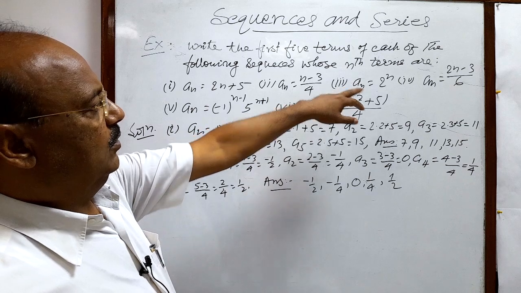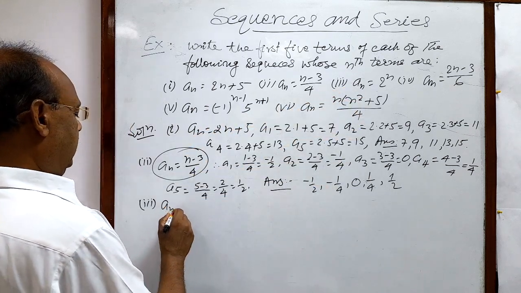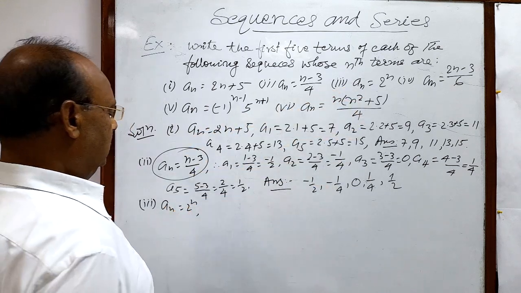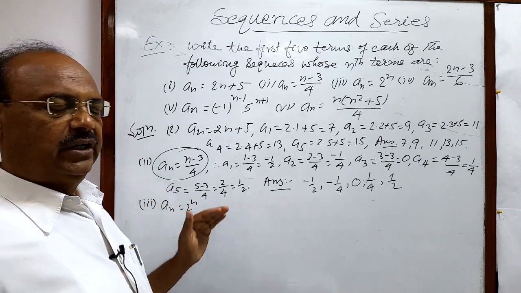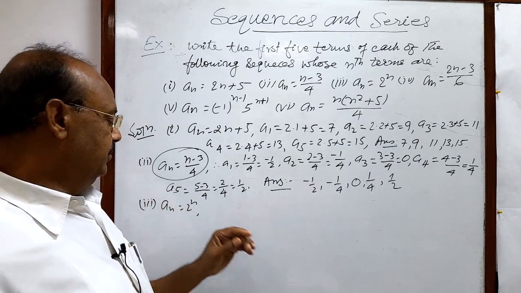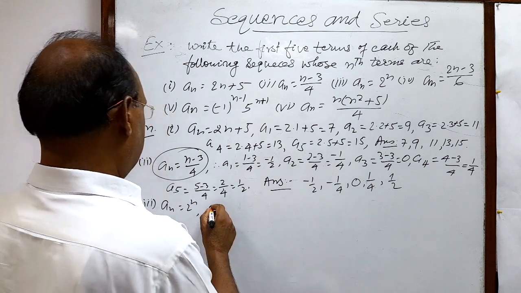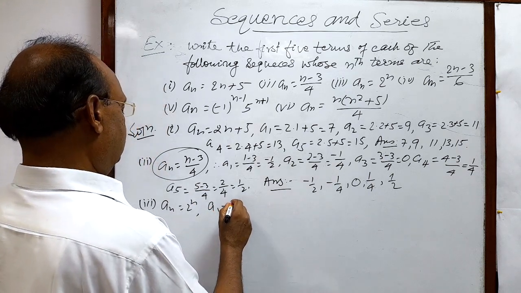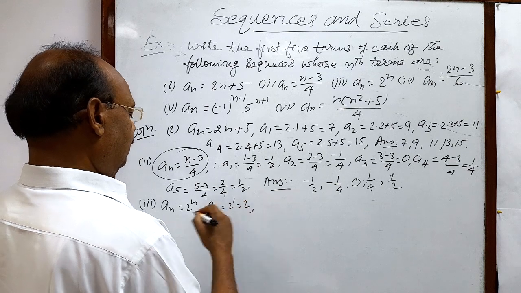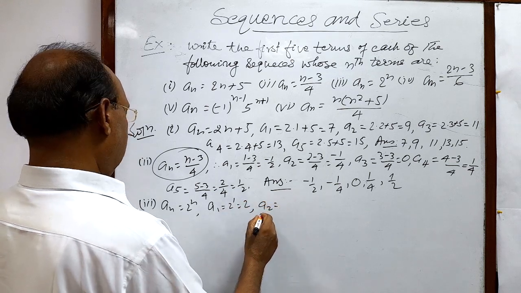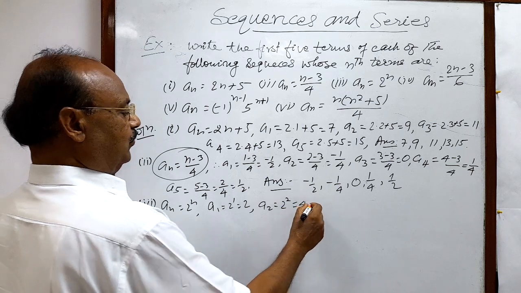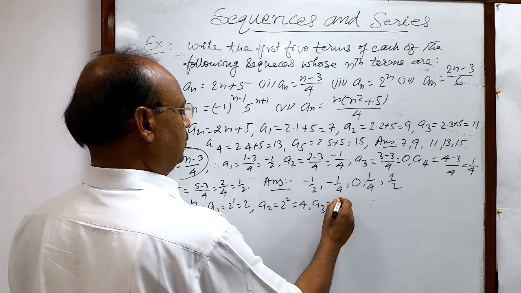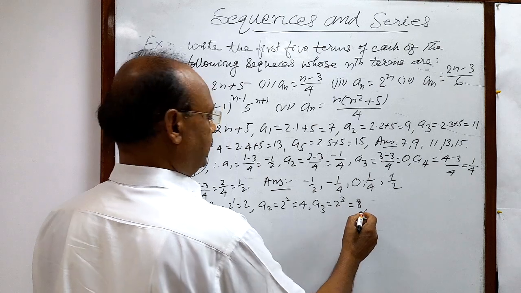Here the general term of the third question is an equal to 2 to the power n. So by putting n equal to 1, 2, 3, 4 and 5, we will get the first, second, third, fourth and fifth terms. Okay. So here the first term a1 is equal to 2 to the power 1, this is equal to 2. The second term a2 is equal to 2 square, n is equal to 2 here, this is equal to 4. Similarly a3 is equal to 2 cube, this is equal to 8.